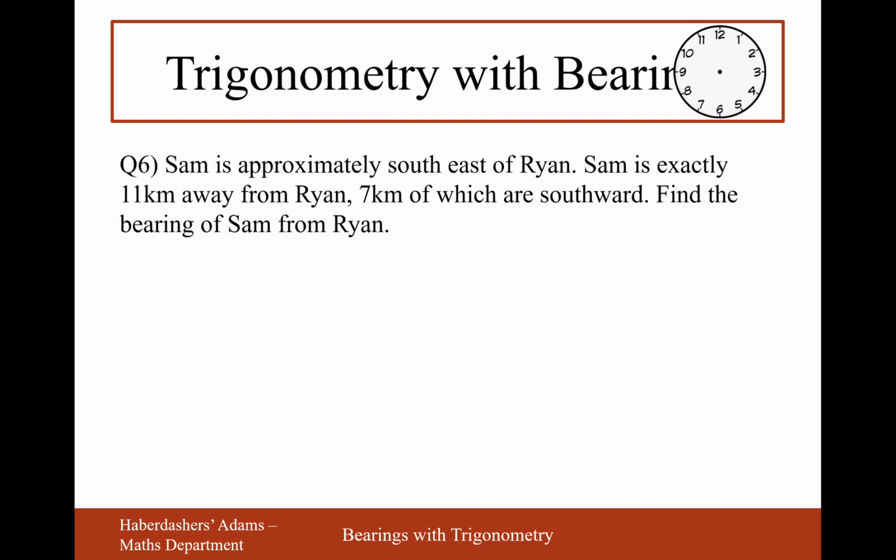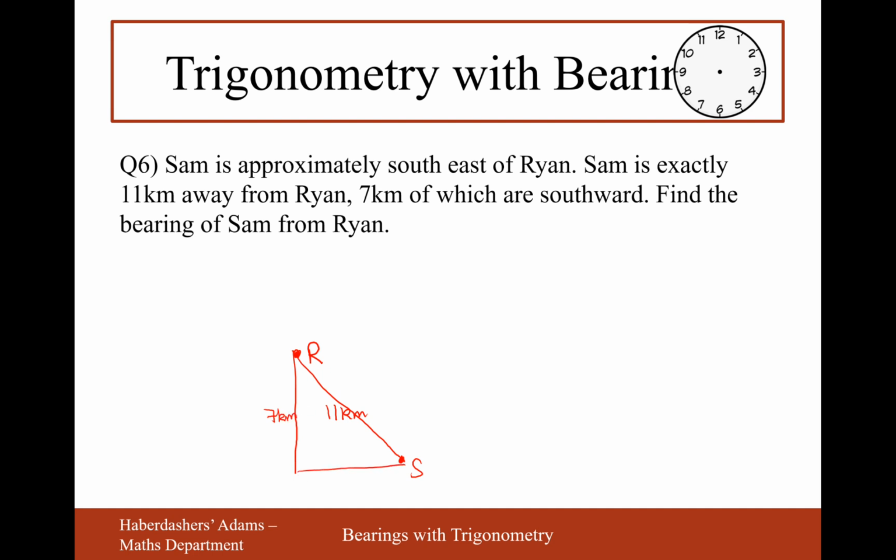Moving on to question 6, Sam is approximately southeast of Ryan. So given that it's of Ryan, Ryan will be in the centre of the diagram. And Sam is approximately southeast of Ryan, so Sam will be approximately down here. Sam is exactly 11 kilometres away from Ryan, 7 of which are southward. And then we'll connect the two together.